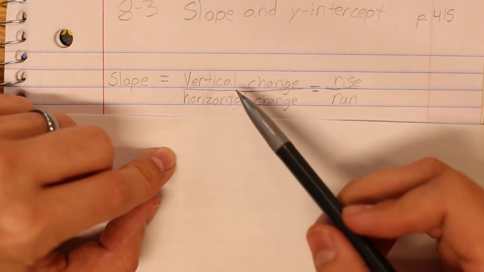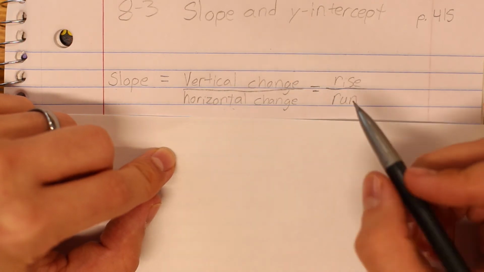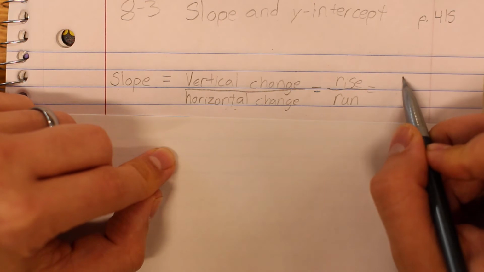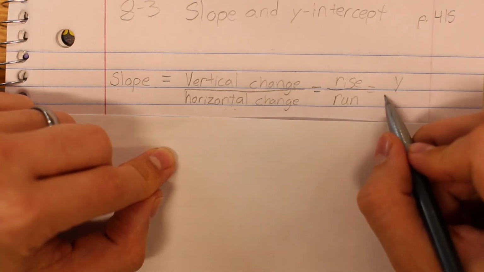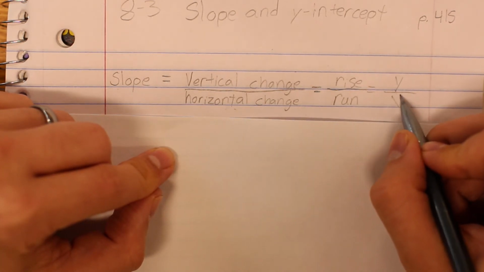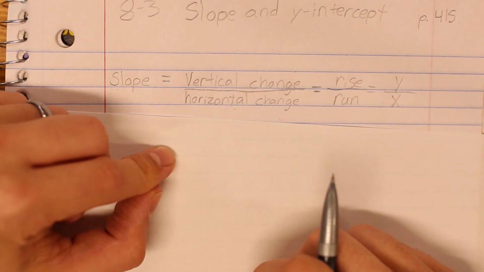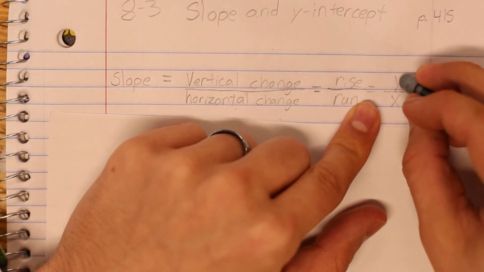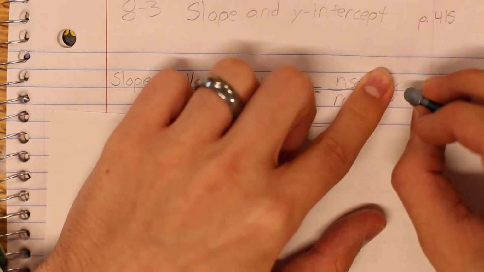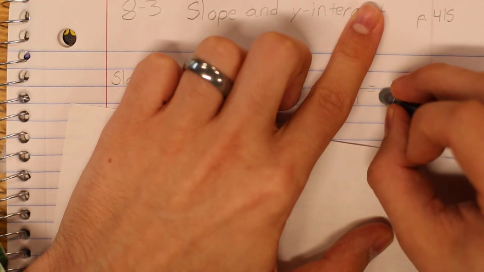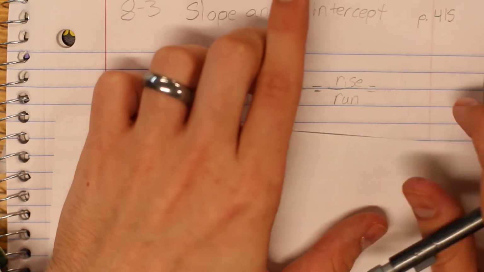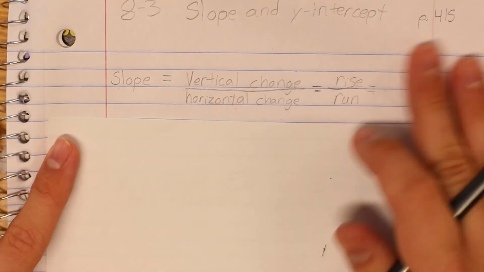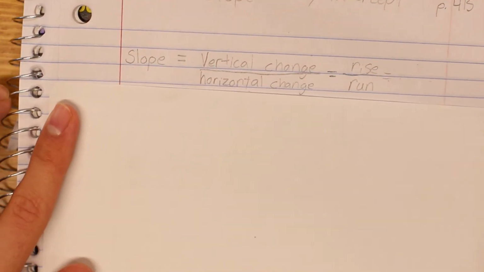Or you could think of it as y over x even. You could think of it as the change in y divided by the change in x. That's one way of looking at it. So now it's the change. You don't just write that down. If you write down x divided by y, that won't be accurate. So you need to write down the change in y versus the change in x. All right, let's move on.